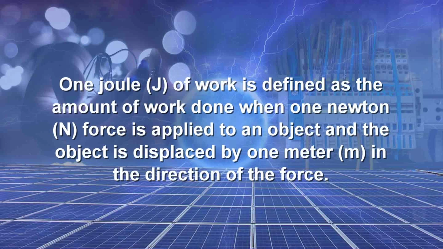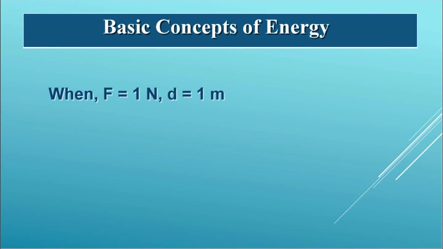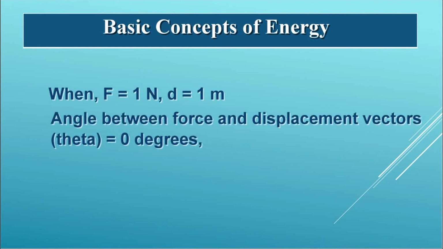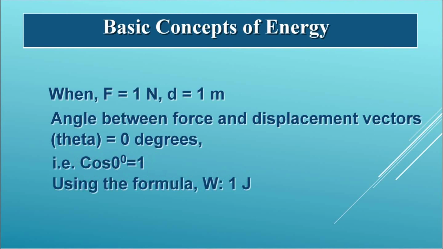1 joule of work is defined as the amount of work done by a force of 1 newton applied to an object, and the object is displaced by 1 meter in the direction of the force. When the magnitude of force is 1 newton, displacement is 1 meter, and the angle between force and displacement vector is 0 degree, that is cos 0 degree equal to 1, then using the formula, the work done would be 1 joule. So, 1 joule of work is equivalent to exerting a force of 1 newton over a displacement of 1 meter in the direction of the force.